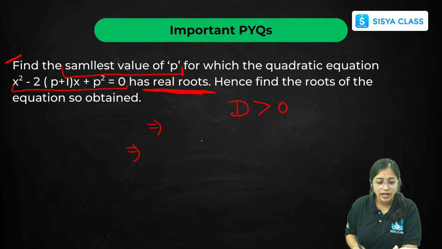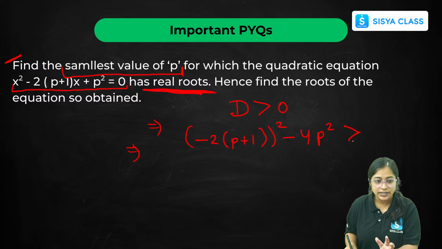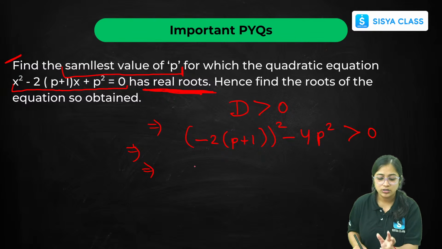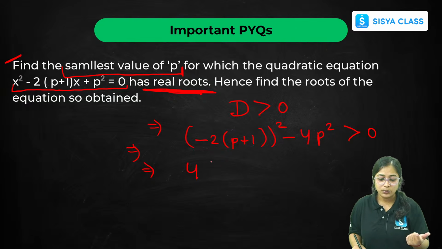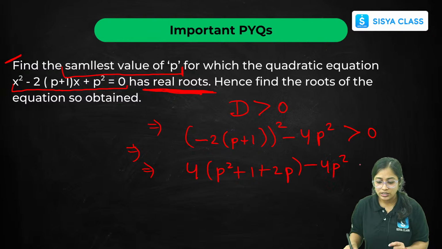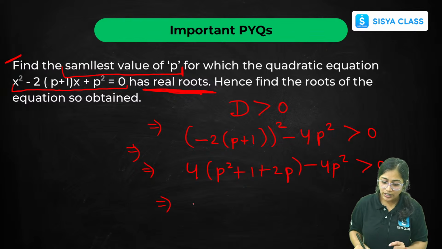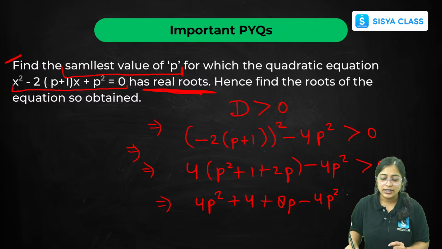Okay, so here just find what the discriminant is. So it is b square, that is minus (2p plus 1) whole square, right? Then minus 4ac, that is 4p square, and it is greater than 0. So now just simplify it. You will get 4 here, then (p plus 1) whole square, that is p square plus 1 plus 2p, and minus 4p square. The condition is greater than 0. Now just multiply it. So you will get 4p square plus 4 plus 8p minus 4p square, greater than 0.